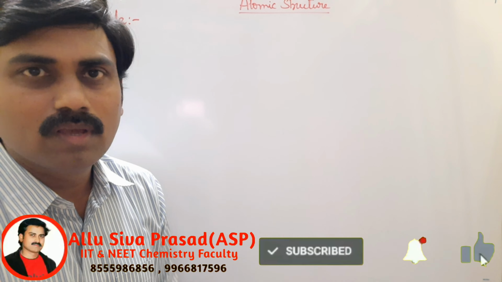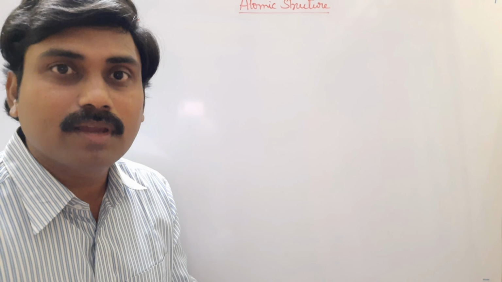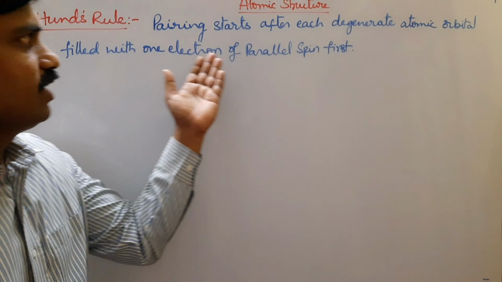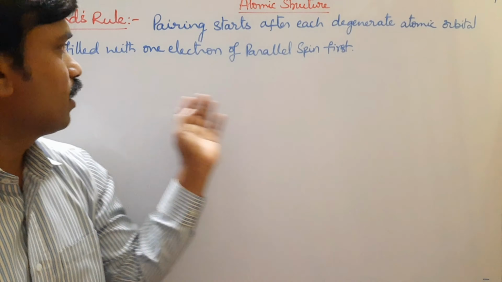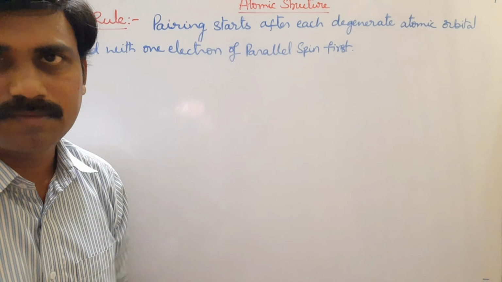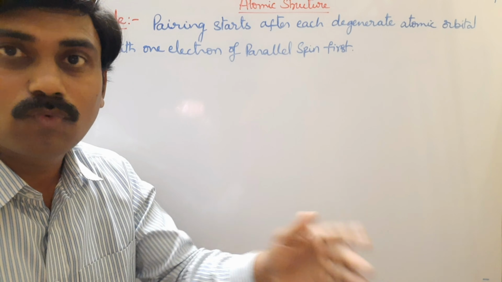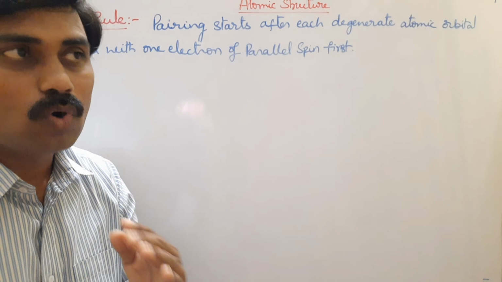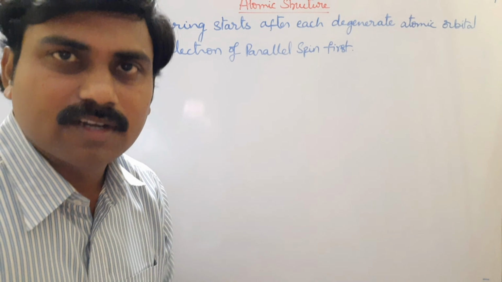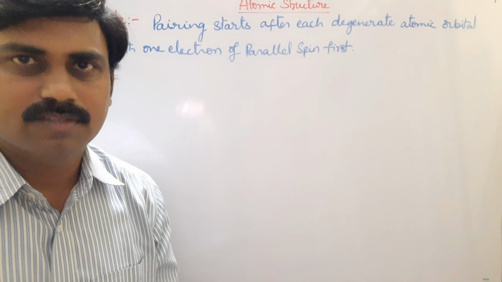According to Hund's rule, pairing starts only after each degenerate atomic orbital is filled with one electron of parallel spin first. So first of all we have to fill each degenerate atomic orbital with one single electron. All the single electrons should have spin in the upward direction. After filling one electron in each degenerate orbital, then pairing starts.